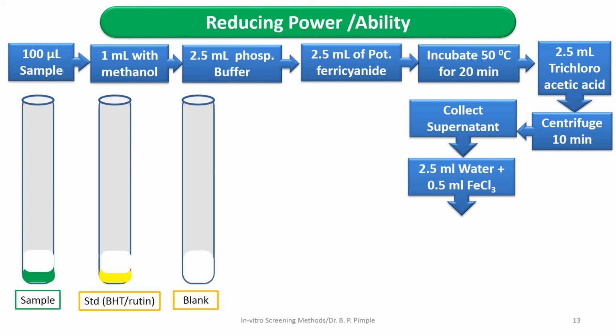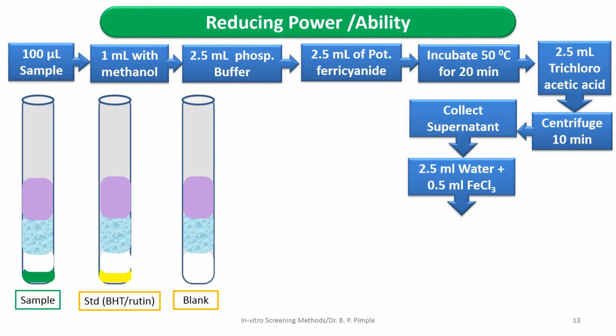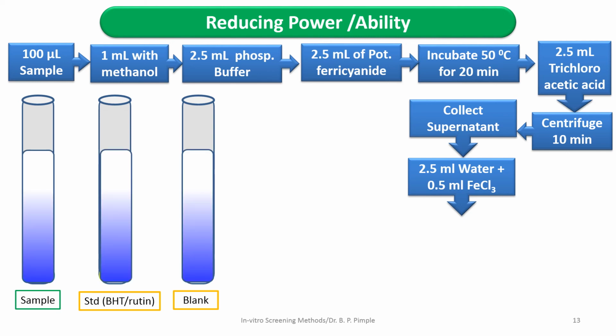Then 2.5 ml of phosphate buffer. Phosphate buffer is added just to maintain a pH of 7.4. Then potassium ferricyanide is to be added. After addition of these four solutions, we need to incubate them. Incubate at 50 degrees Celsius for 20 minutes. After completion of incubation, add trichloroacetic acid to it. Once you add trichloroacetic acid, the reaction will commence, and now you need to centrifuge it.